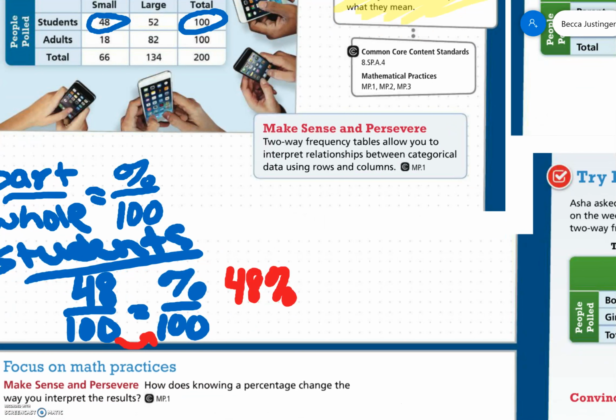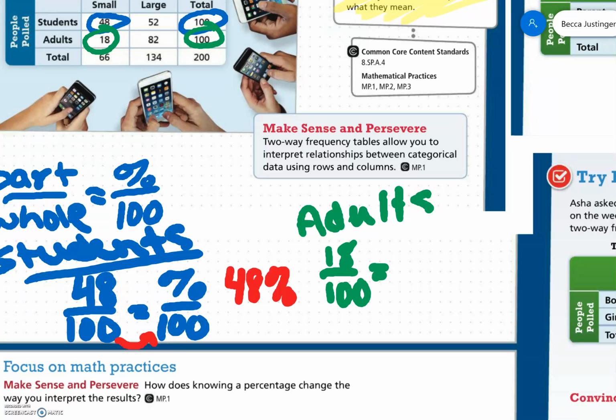Then we're going to do the same thing with adults. And it is 18 adults out of 100 total. So 18 over 100 equals our percent over 100. So it's 18%. So more students prefer the small screen than adults, which makes sense because adults sometimes have poor vision, so they would want a bigger screen.